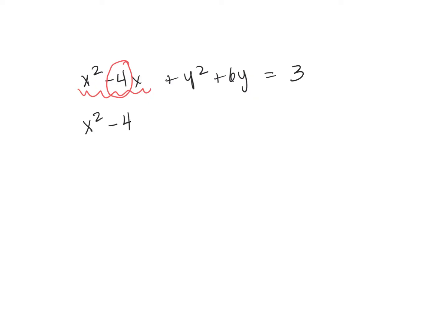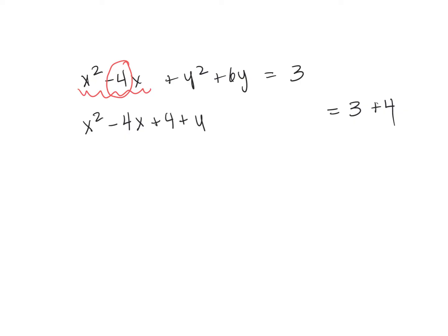We have x squared minus 4x plus y squared plus 6y equals 3. What you have to do is complete the square for these. If I'm looking at the x part right here, this is my b term. So I'm going to take half of b, which is half of 4, which is 2, and square it. So now I'm going to have x squared minus 4x plus 4. Half of 4 squared, 2 squared is 4. I have to do that to both sides to keep it even.